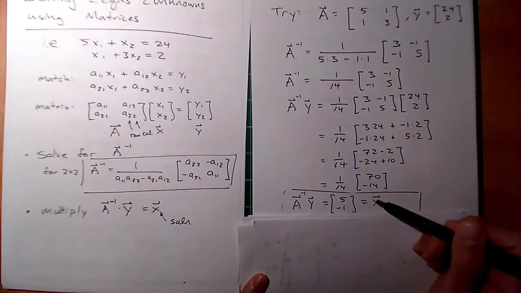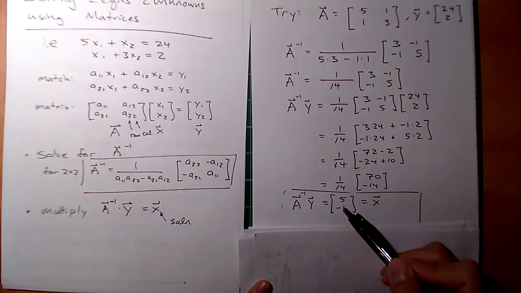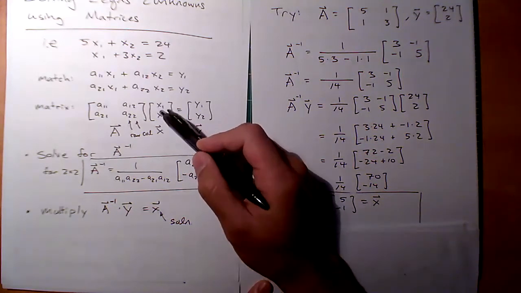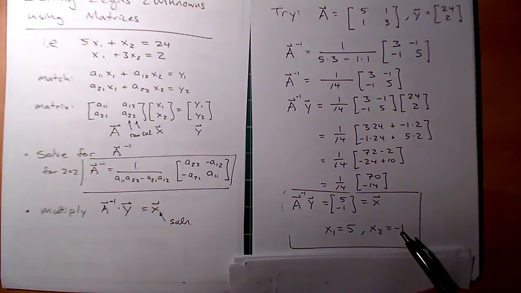My x vector is 5 and -1, but the first value of it is x1, and the second value is x2, which is -1, because that's how I set up my x1 and x2. So this is the answer. x1 is 5, x2 is -1. Okay.